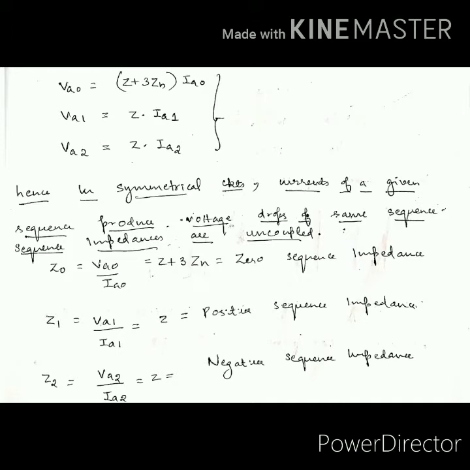So from this we can get the expression for Z0, Z1 and Z2. By dividing VA0 by IA0 you get Z0. VA0 is Z plus 3Zn into IA0, divided by IA0. IA0 gets cancelled, so Z0 is Z plus 3Zn. Like that you get Z1 equal to Z, Z2 equal to again Z. From this you can see that positive sequence impedance and negative sequence impedance are equal, and zero sequence impedance is Z plus 3Zn, because the effect of the neutral comes in only the zero sequence network.